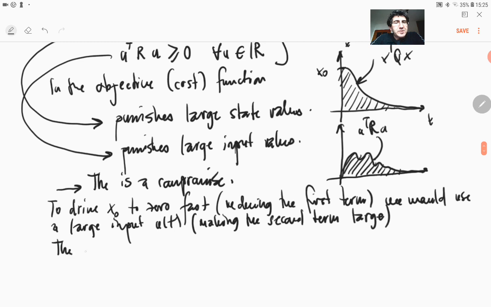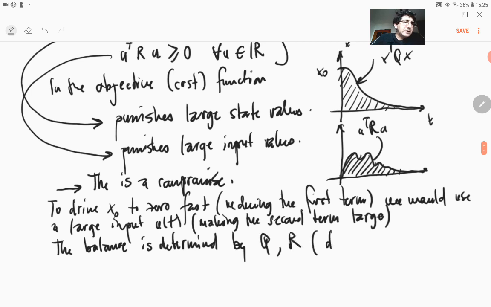The balance is determined by the two matrices Q and R, which are now the design parameters of this problem. Those two matrices have to be selected by the user, and we will talk at the end of this topic about how to choose Q and R properly.